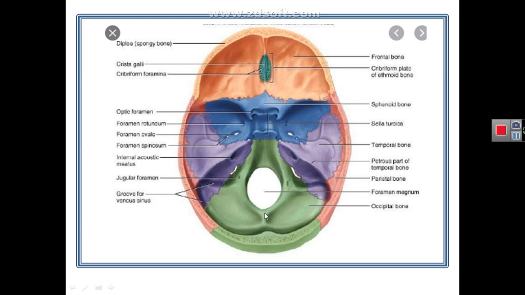Behind the foramen magnum in the midline, we can see the internal occipital crest. This is the internal occipital crest, extending between the foramen magnum and the internal occipital protuberance. The lateral parts of the posterior cranial fossa are formed by the posterior surface of the petrous temporal, by the squamous occiput, and partly by the mastoid temporal bone.